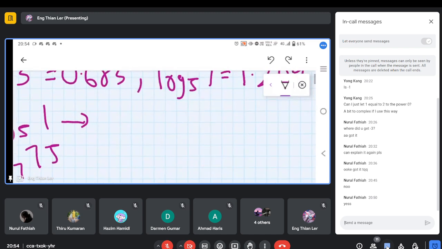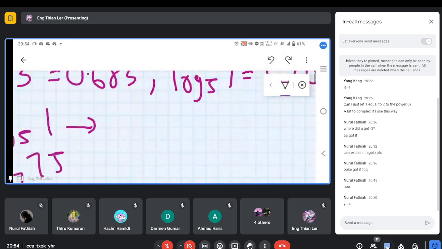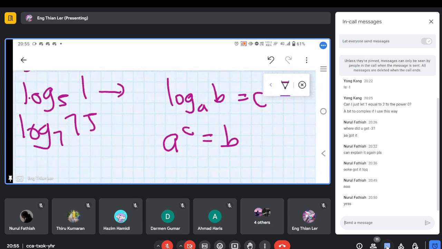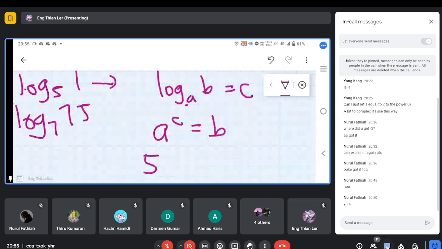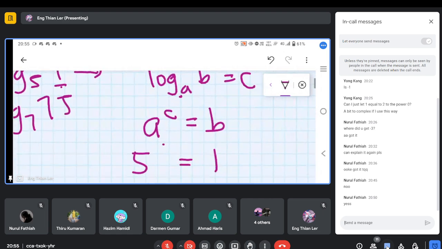Okay, know that log a base b equal to c, a divided by c equal to b. Okay, so now we compare the a is 5, 5 is 5, and the b is 1. Okay, so what is c? Based on law of indices, what can the number of c be so that this could be 1?